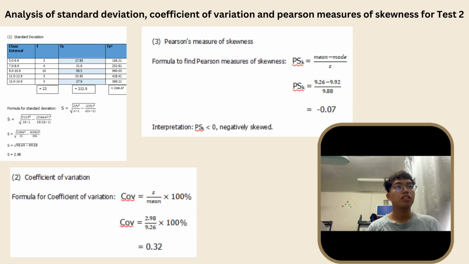And then the student score histogram. The highest histogram is at the 7th and 8 to 9.9 midpoint, and then the lowest is 1 at 14 to 15.9 midpoint. Lastly is the student score frequency polygon.